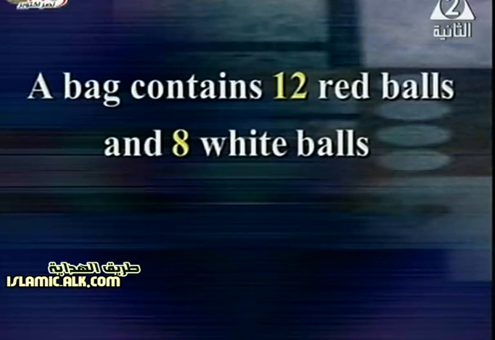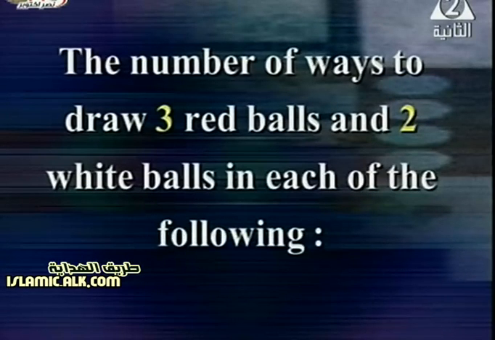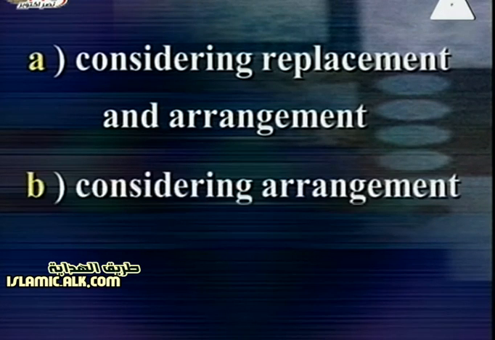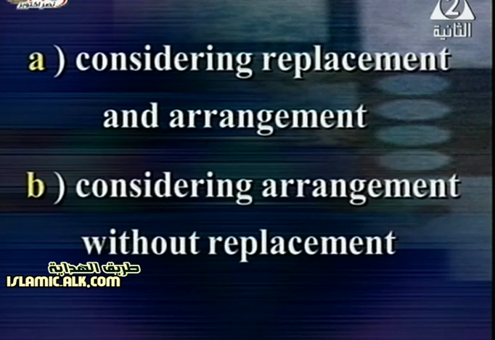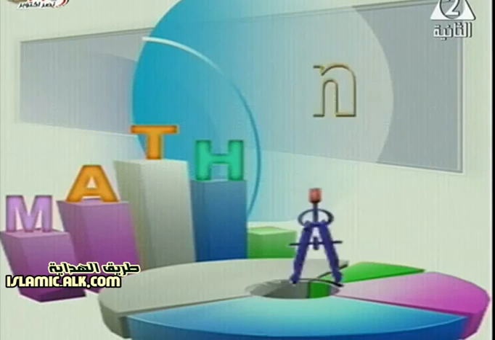Example. A bag contains 12 red balls and 8 white balls. Find the number of ways to draw 3 red balls and 2 white balls in each of the following. Number A, consider replacement and arrangement. Number B, consider arrangement without replacement. Number C, without replacement or arrangement. Solution.